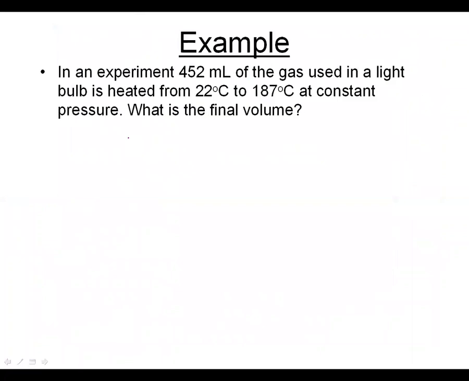All right, let's try one here and see how you do. So take a minute or two. In an experiment, 452 milliliters of a gas is heated using a light bulb. It goes from 22 degrees Celsius to 187. What is the final volume? So take a minute or two and see what you come up with.